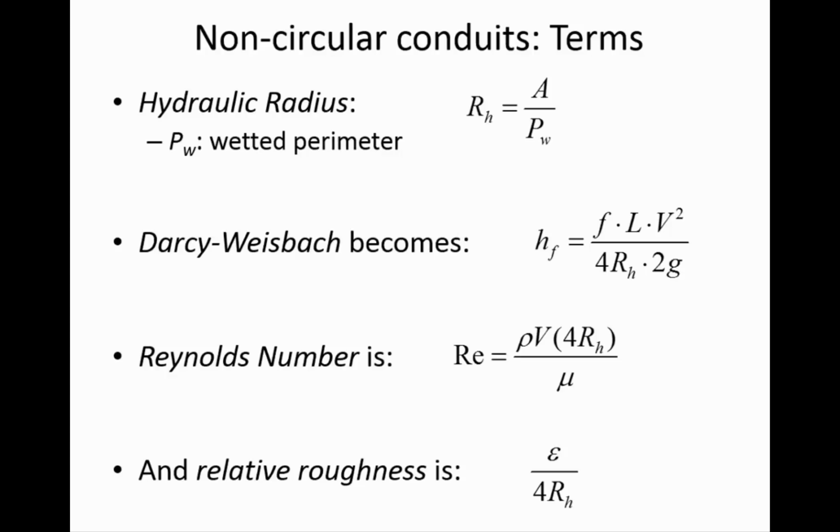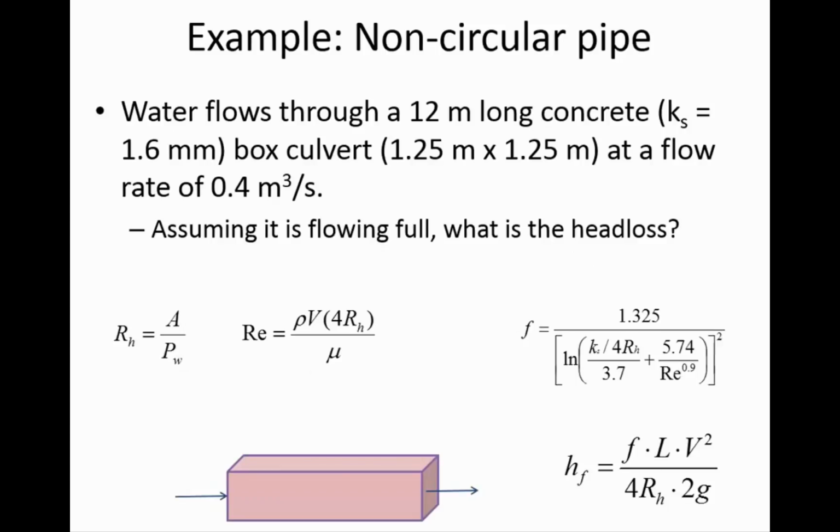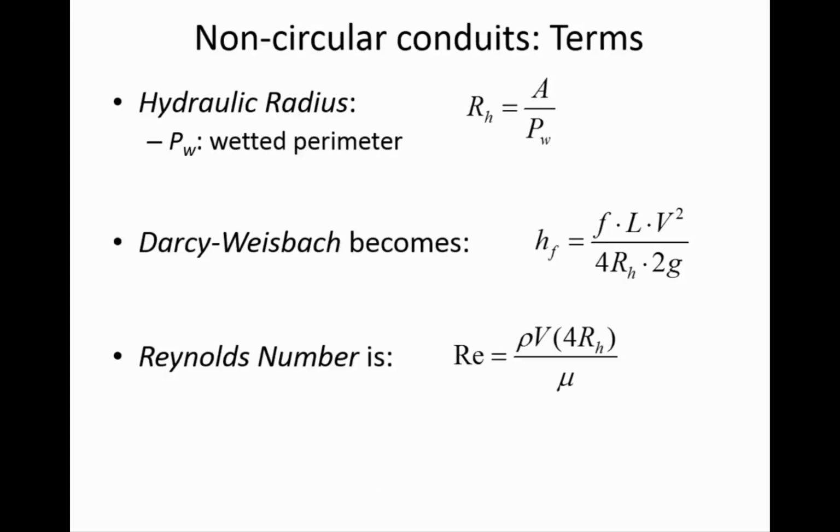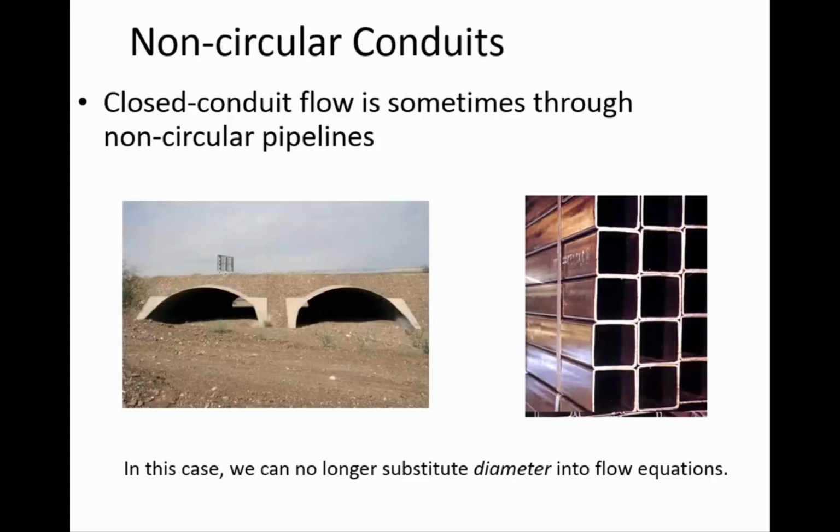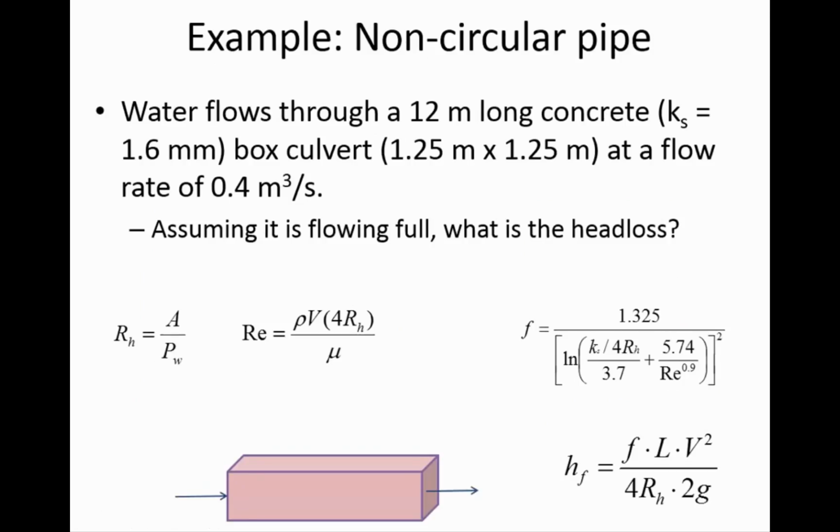With relative roughness, instead of epsilon divided by D, it's epsilon divided by 4 times the hydraulic radius. All right, so let's consider the case of a box culvert. These culverts that I showed you earlier are pipe arches, but sometimes it's common just to have a concrete box used as a culvert. So let's assume that we have one of these concrete boxes and it's flowing full all the way. And we want to know what's going to be the head loss for the flow conditions that are described there. So I'd like you to work this one. You can go through the steps with a partner.